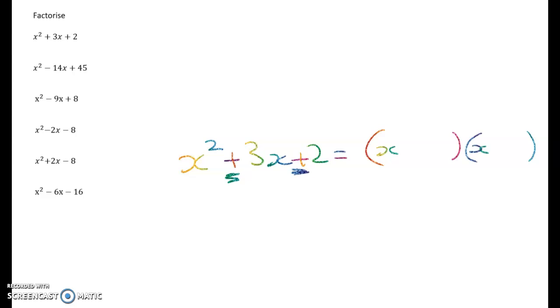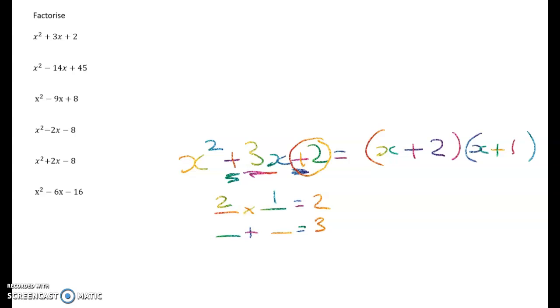And then I need to have two numbers that multiply to give me 2, and add up to give me this middle number, which is 3. So in this case, we know that it's going to be two positives, right? So it's going to be 2 times 1. So we're going to have x plus 2 times x plus 1.